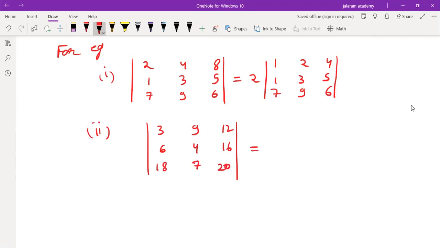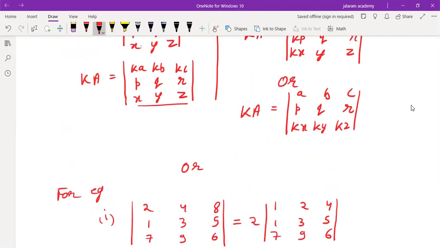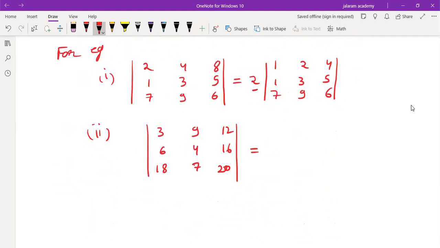This is one more example of this type of taking common, means multiplying and dividing both. In this we have multiplied by 2, so we have divided by 2 to make it equal. We can write it as R1 is operated as 2 into R1 by 2. Means row 1 is operated as 2 into row 1 by 2. Means we have multiplied row 1 by 2, which is written outside the determinant, and we have divided it by 2, which is done in only one row.